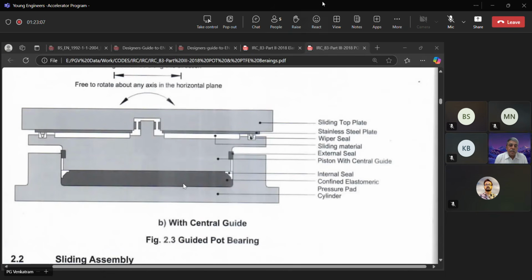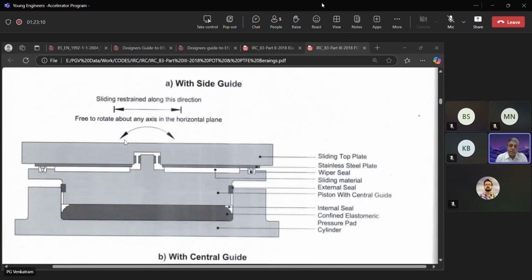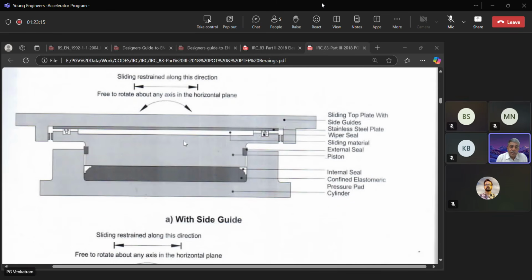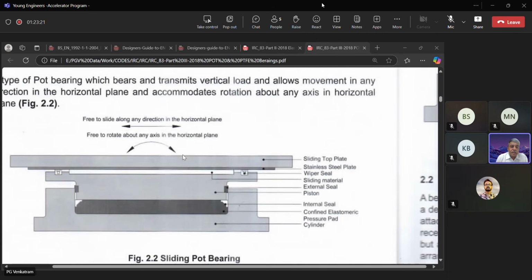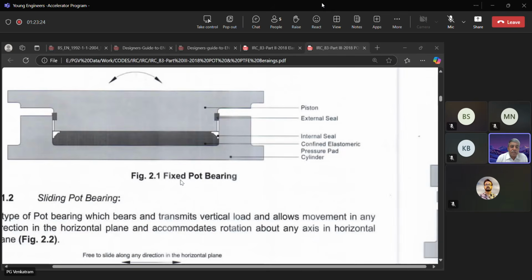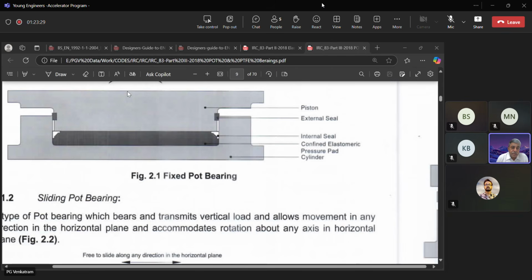So essentially, this is how the assembled pot PTFE bearing looks. This is for the guided type, but if you want a free sliding or side guided bearing, there are those too. Let's take an example of a simple fixed pot bearing. There's no movement, only rotation. Then the vertical load comes from here and gets transmitted on top of it, and this will remain confined and non-deformable. As you can see, the elastomeric pressure pad will remain confined only if this bottom surface does not deform.